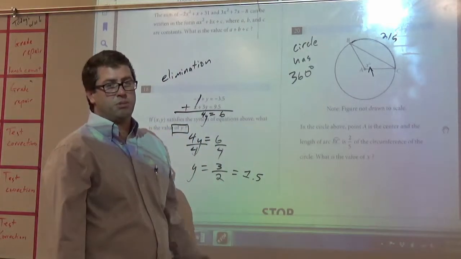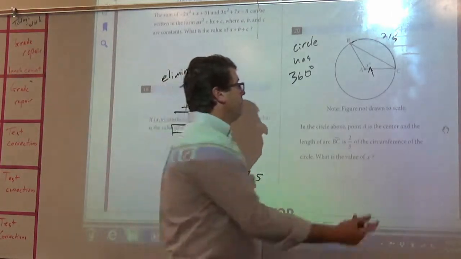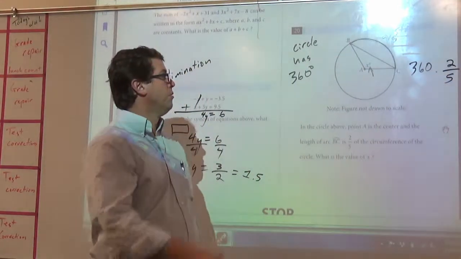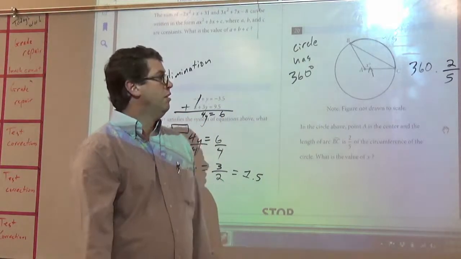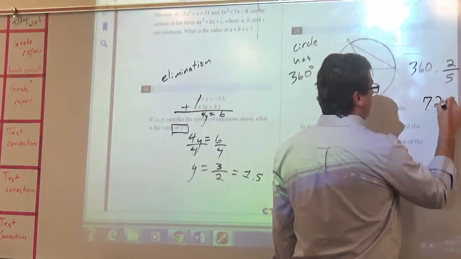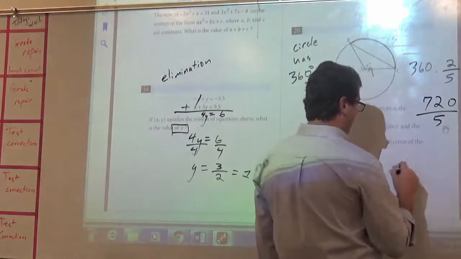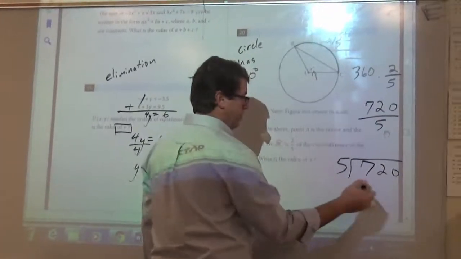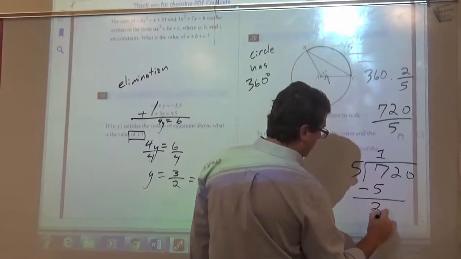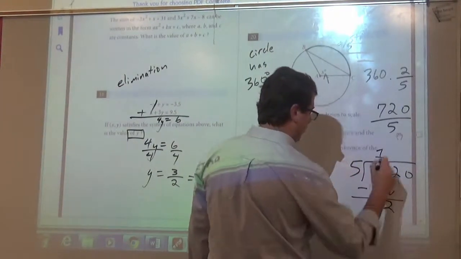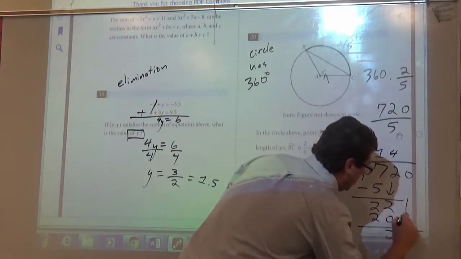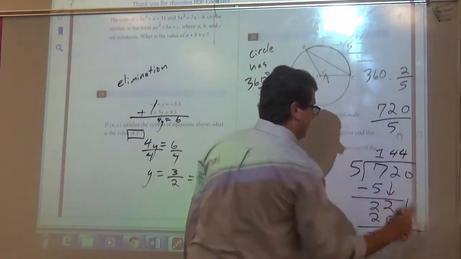So basically I need to multiply 2/5 and 360. Now when you multiply a fraction, I'm just going to multiply 2 times the 360 and then keep the bottom. So I'll end up with 720 over 5. 5 goes into 7 once. We're subtracting. We've got 2. Bring that down. It goes 4 times. We've got 2. Bring that down. 144.